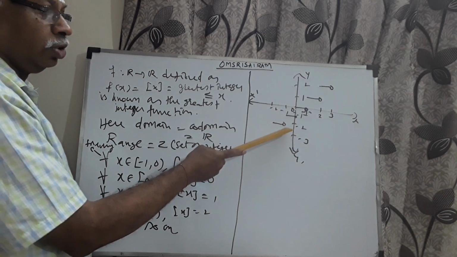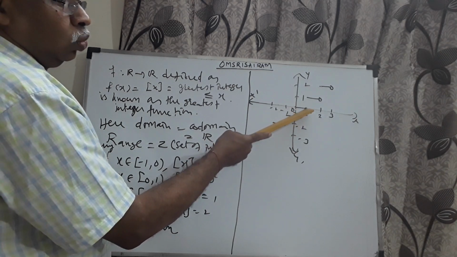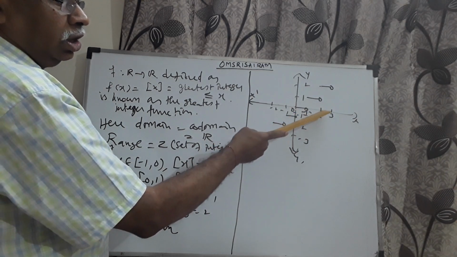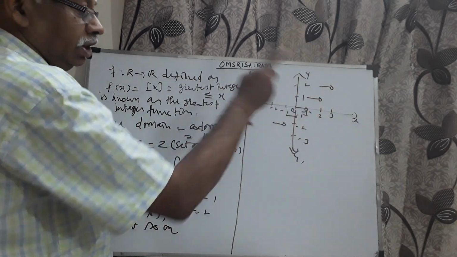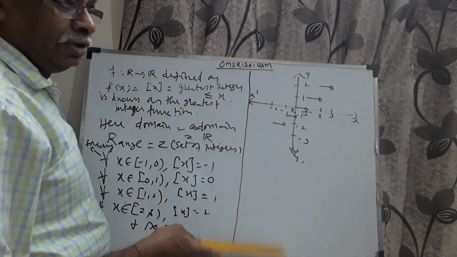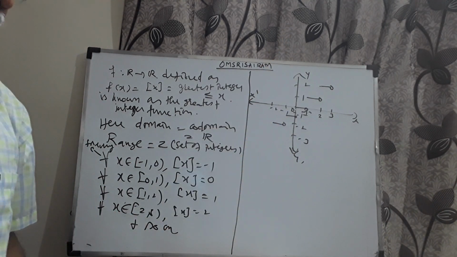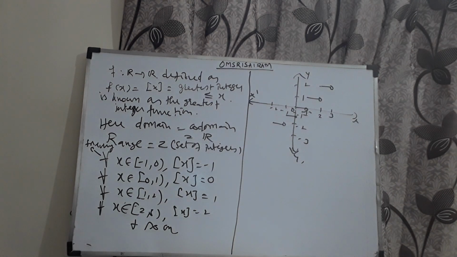-1, -2 is a point of discontinuity. 0, -1 is a point of discontinuity. 1, 0 is a point of discontinuity. 2, 1 is a point of discontinuity, and so on. It looks like the steps in the staircases we use, therefore it is also called a step function. It's not at all difficult to follow. Okay, I hope you are able to follow.